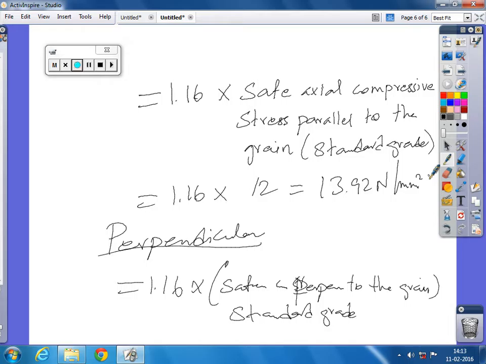You understood? That is the formula condition. See, it is 1.16 into safe axial compressive stress, here it comes perpendicular to the grain of standard grades. That value is given as how much? 6. So 1.16 into 6.